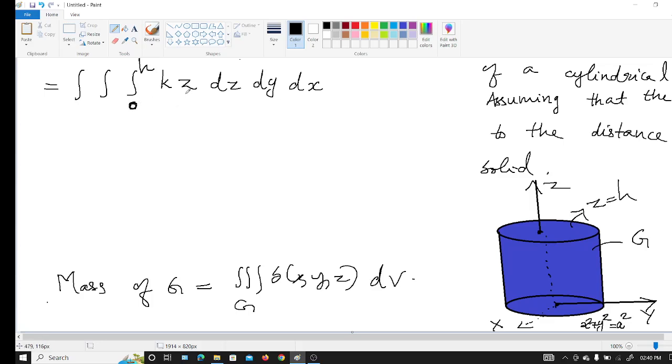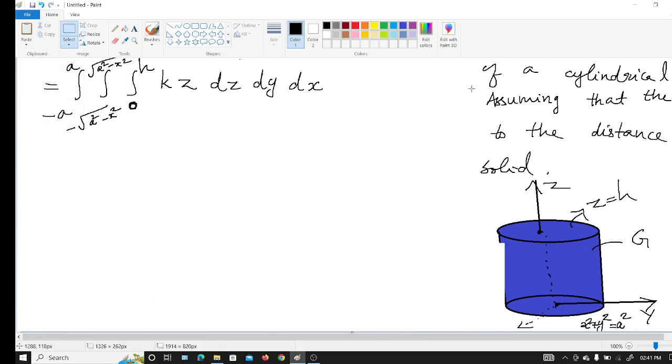Now for y, we have x square plus y square equal to a square. From that relation you can find y equal to plus or minus square root of a square minus x square. So the limit is like this. For finding the limits of x, you can consider y as 0, so x square equals a square, so x equals plus or minus a. So these are the required limits of integration. Now we can do the integration.